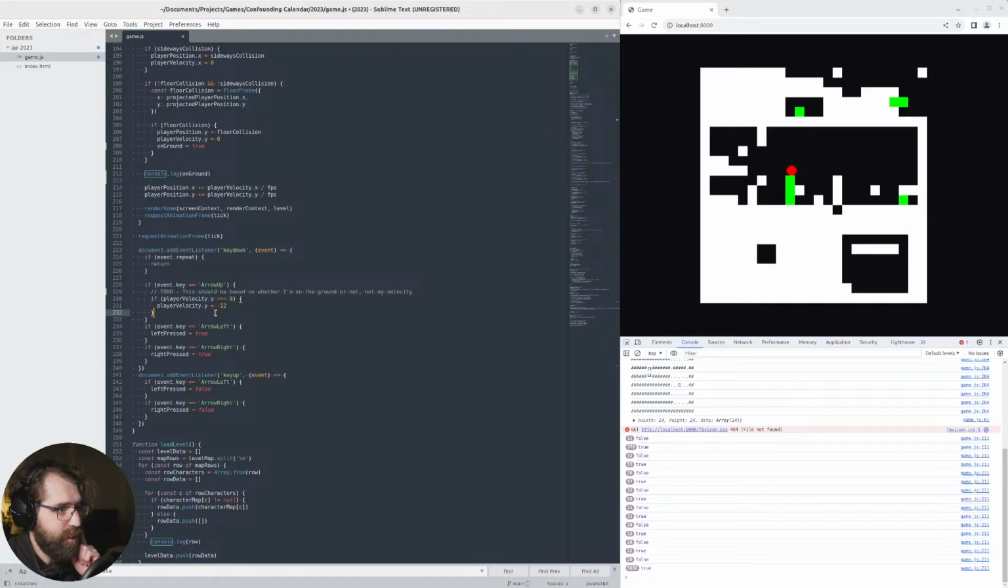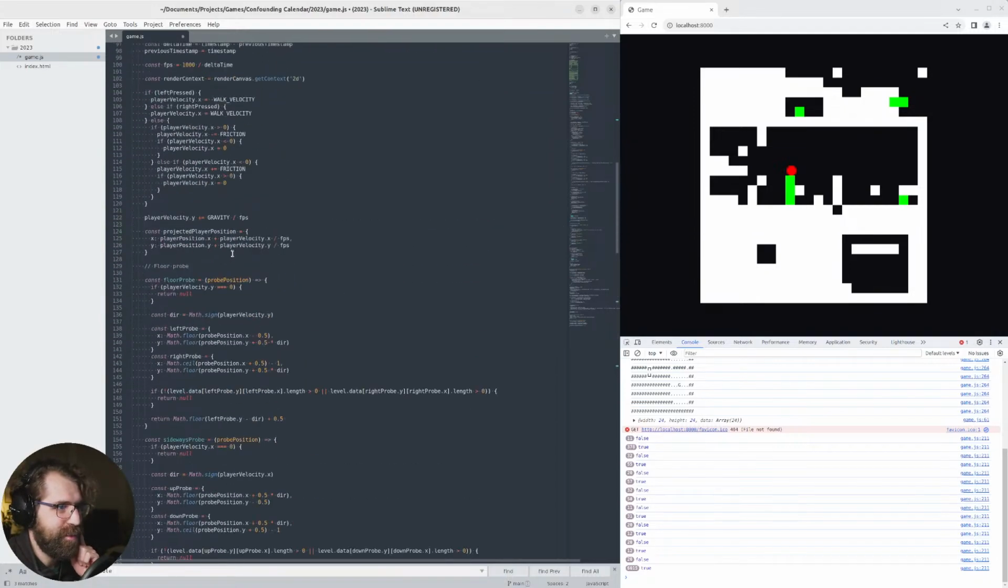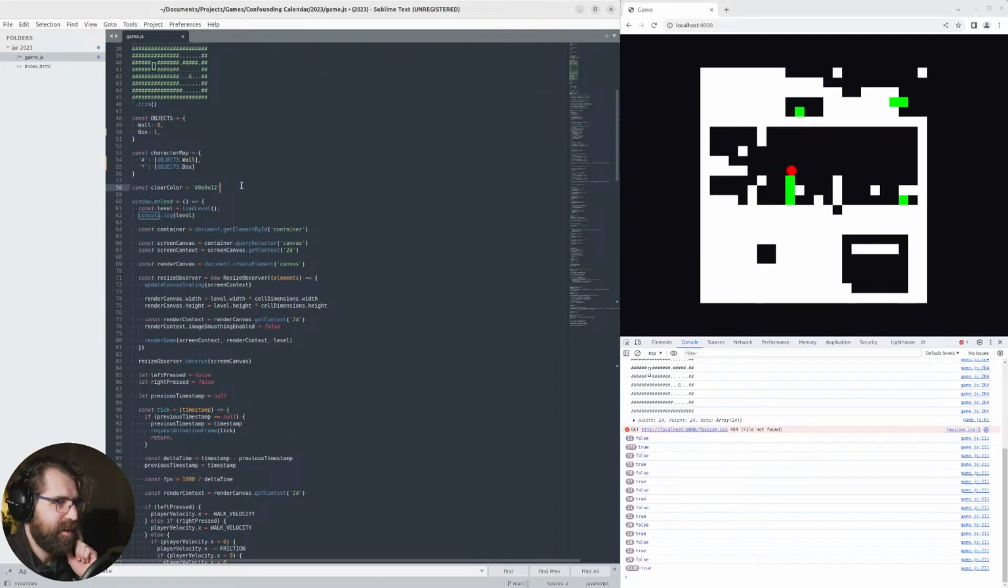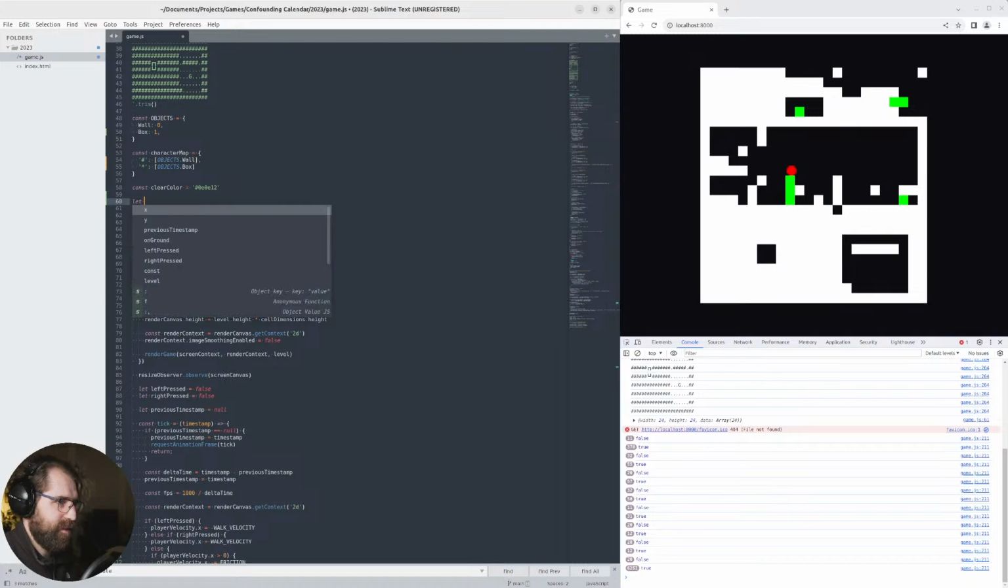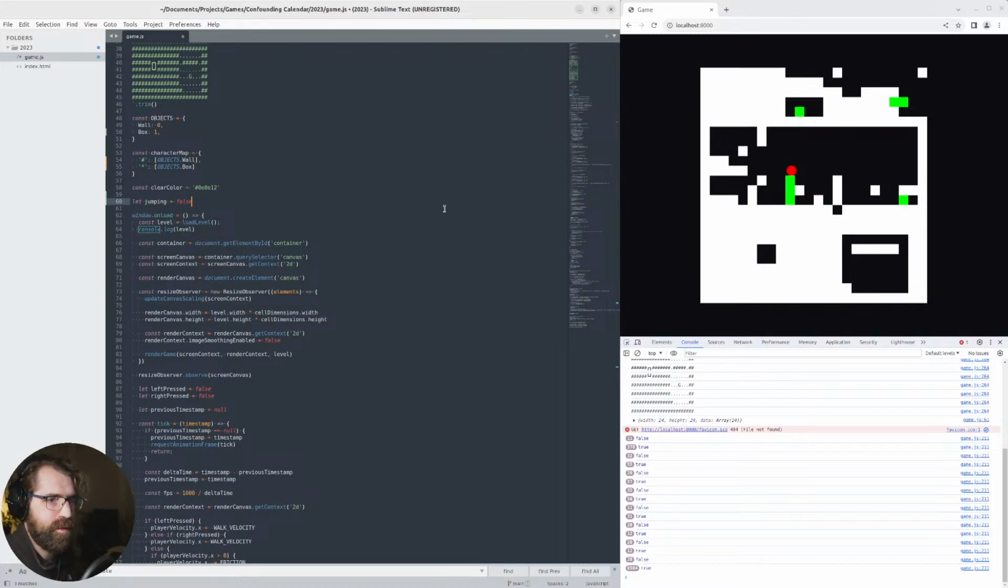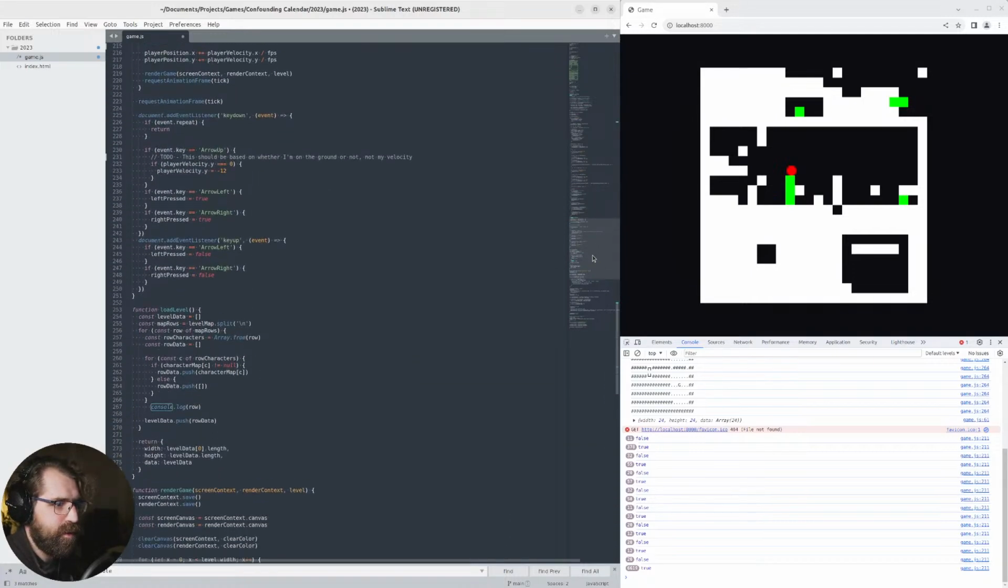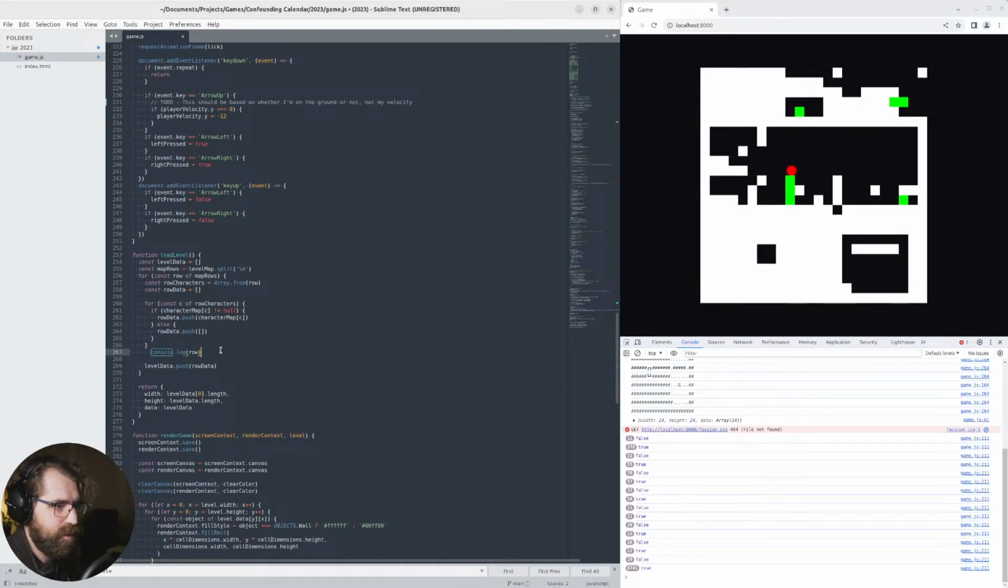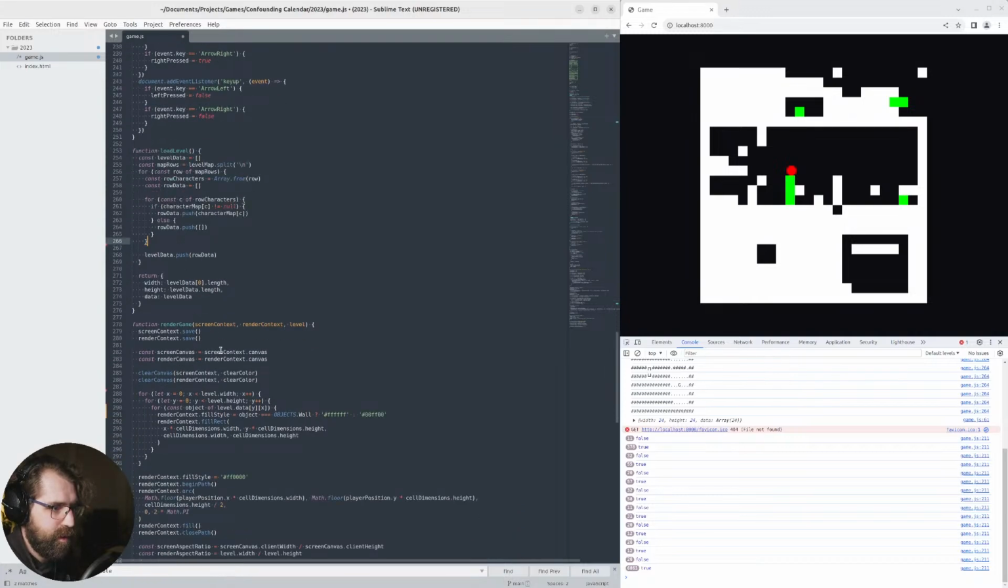Because I could just say, are we jumping? And if we are, jump and then set it to false. Sure, we're gonna keep it hacky. Jumping, false. Super hacky for now. Get rid of that.